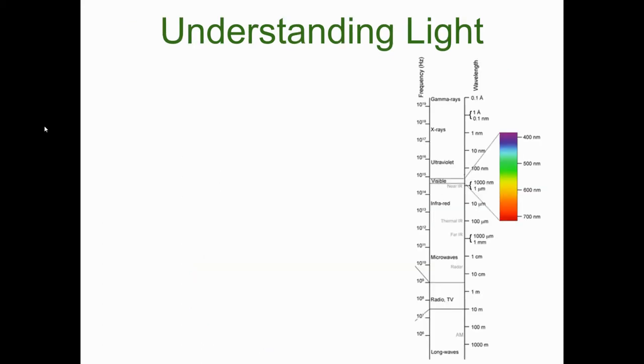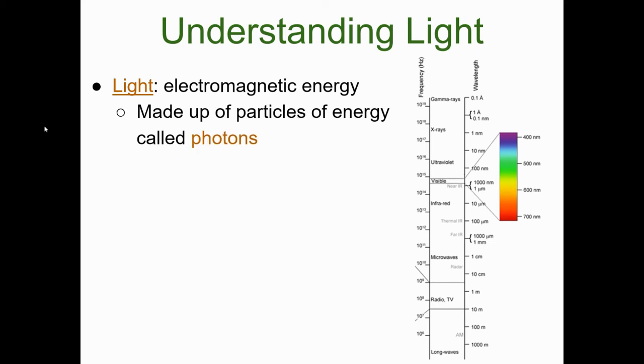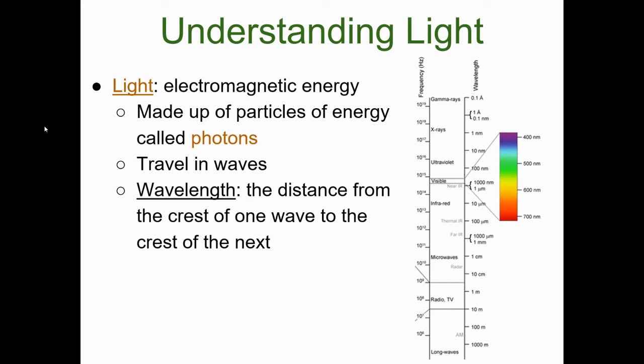And then through the process of photosynthesis, we have to understand a little bit about light. So light itself is electromagnetic energy, and it's made up of little particles called photons. Light is going to travel in waves, and if you took physics or chemistry before, you might be familiar with this. Wavelengths are how we measure the frequency of whatever we're looking at. So in this case, wavelengths refer to the distance from the crest of one wave to the crest of the next. So what does that mean?